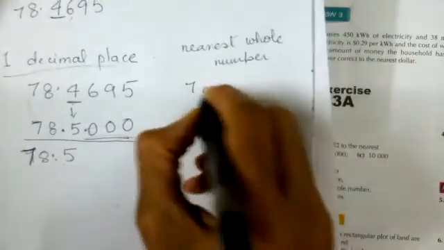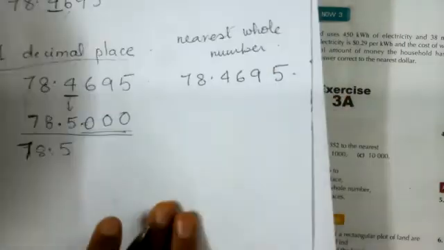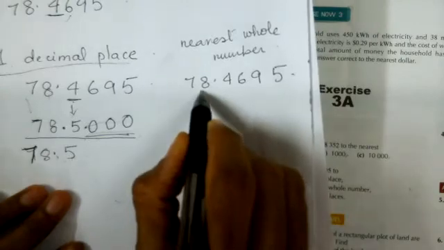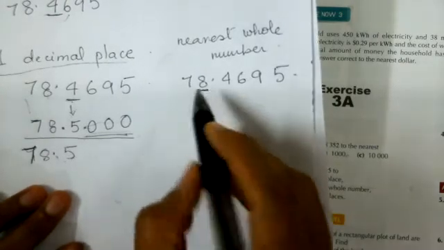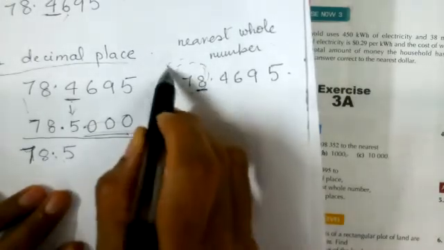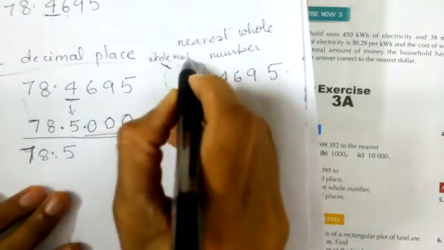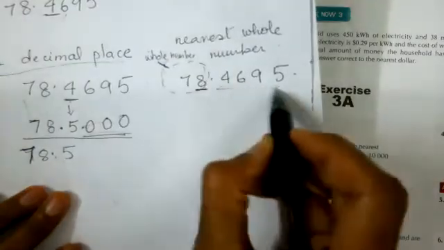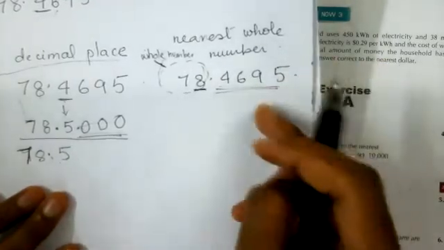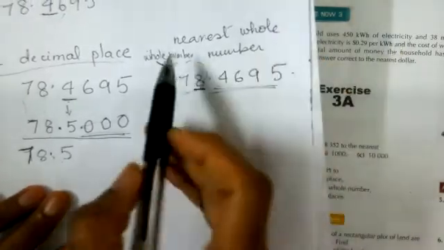Same number, 78.4695. Sidra? So for the nearest whole number, the number on the left side of the decimal is the whole number. The digits after the decimal are part of a whole number. They are not the whole thing; they are some fraction of the whole number. This is the whole number.